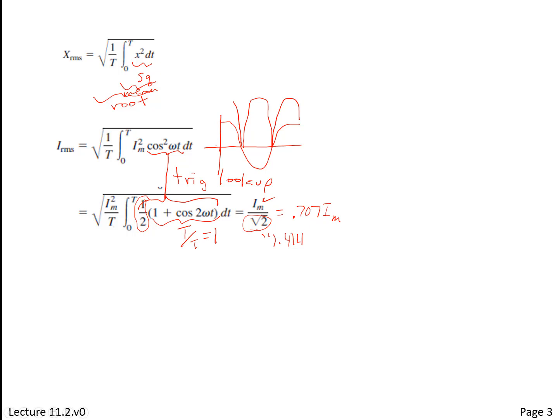Okay? You can go through the same thing for voltage. You'll end up with a similar thing. So when we say the house voltage is 120 volts AC in a house, we're really talking about this. 120 volts AC at the wall is really this. It's VRMS. It is not the maximum value, because this is what delivers the power, okay?